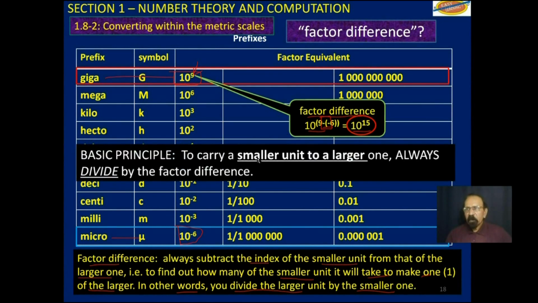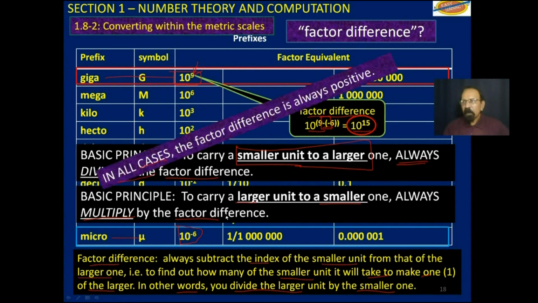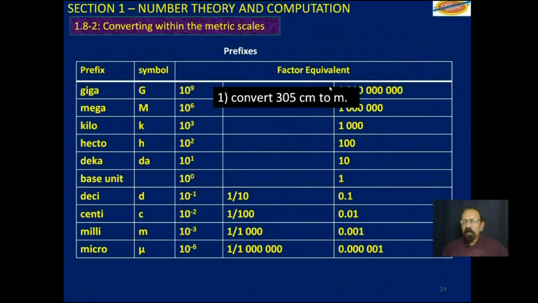So the basic principle: if you want to carry a smaller unit to a larger one, you will always, there is no exception, divide by the factor difference. And on the other hand, if you want to carry a larger unit to a smaller unit, you will always multiply by the factor difference. So we will look at several examples. In all cases, the factor difference is always positive, always. So let's look at a few examples, 10 examples to be specific.